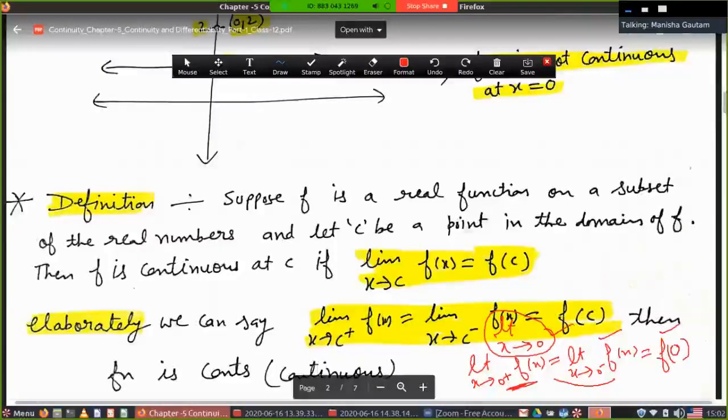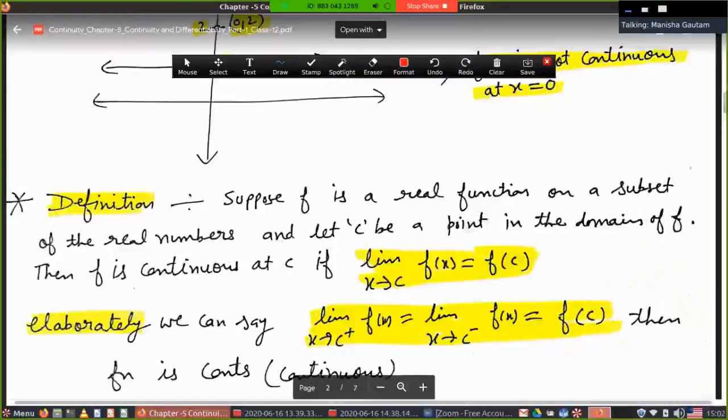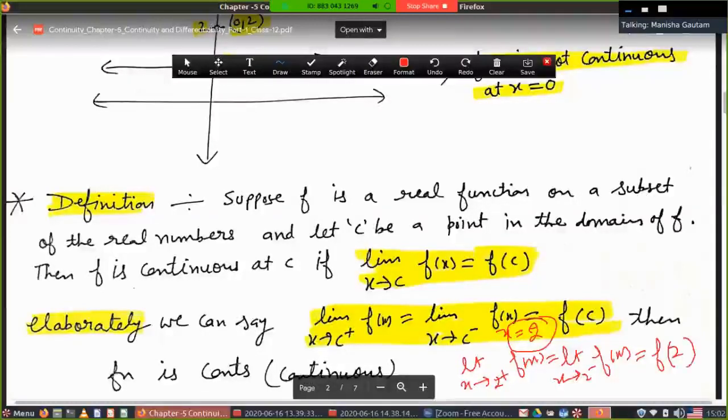Let's take a second one. Suppose you want to check the continuity at x is equal to 2. What's the meaning of this? It means you have to find out the limit as x tends to 2 from the right, positive sign, then the limit as x tends to 2 from the left, negative, the left hand limit of the function f(x), and the value of the function at point 2. If all three values are equal, then the function will be continuous at x is equal to 2. If any one is not equal, then the function is discontinuous. We'll discuss a few important points regarding this also.